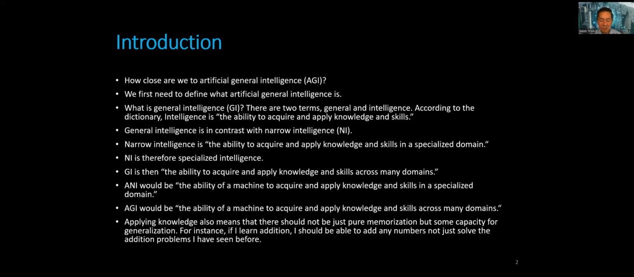But there's something a bit extra with AGI. When we apply knowledge, it means that we don't expect the machine to just memorize facts or data. There's some capacity for generalization. For instance, if I learn addition, arithmetic, I should be able to apply arithmetic to any numbers, not only the numbers that I have seen in my homework or in the past. So you have to be able to generalize. If a computer just memorizes facts and regurgitates these facts, it's not AI or AGI.